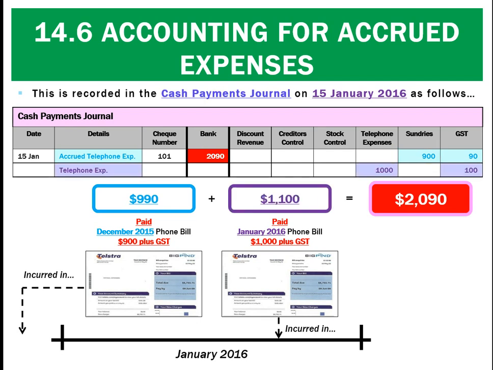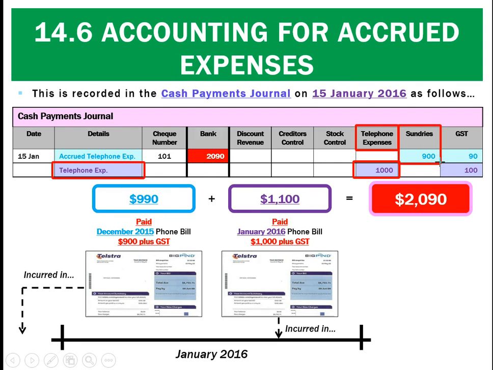The other $1,000 plus GST, what we'll need to do is record that on a separate line. So we've gone telephone expenses, and we actually have a telephone expenses column up here. So we can use that for this payment. But notice with the accrued payment from last year, we've actually had to use the sundries ledger because that wasn't a telephone expense for this period. It was actually paying a liability.